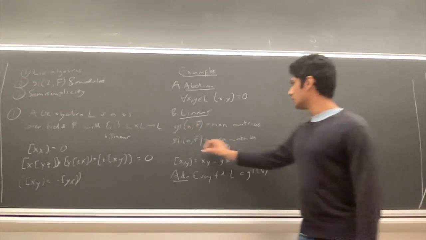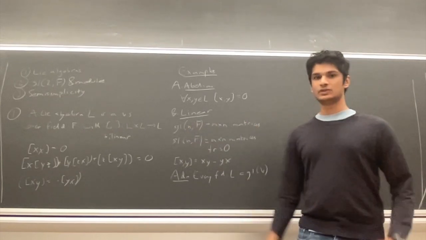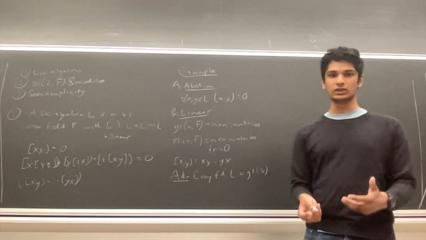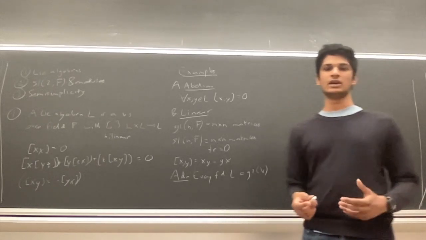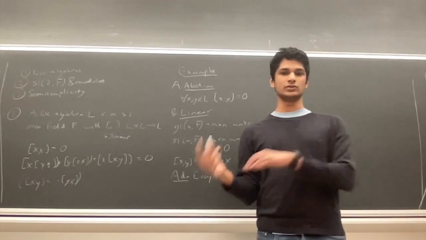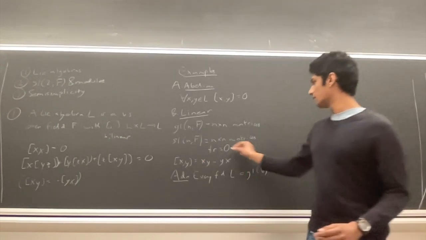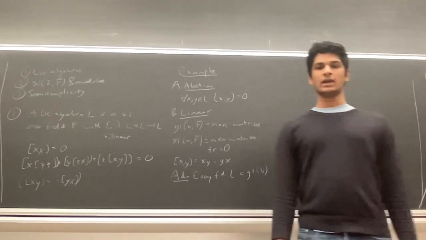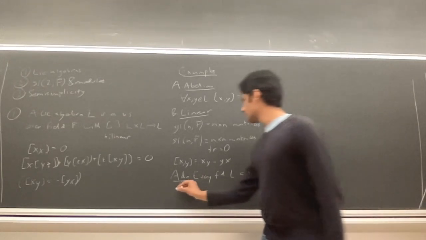So let's just clarify something with SL_n F. Is this really a Lie algebra? Well, if we take two elements, x and y, and we compute the Lie bracket, bracket xy is xy minus yx. But since trace of xy is equal to trace of yx, then the bracket will have trace of 0, which is nice.